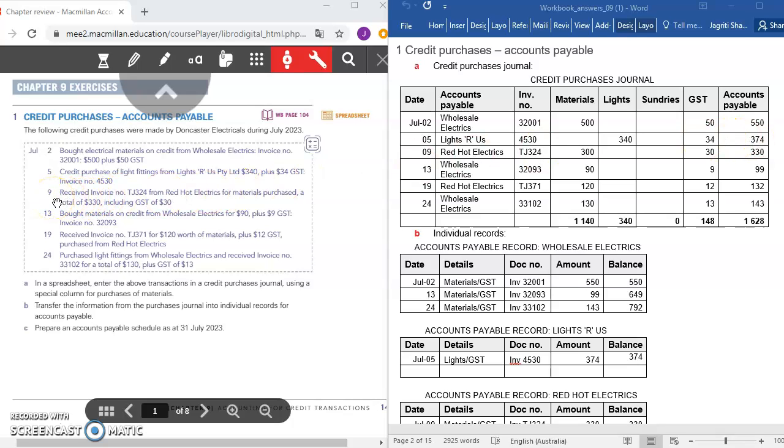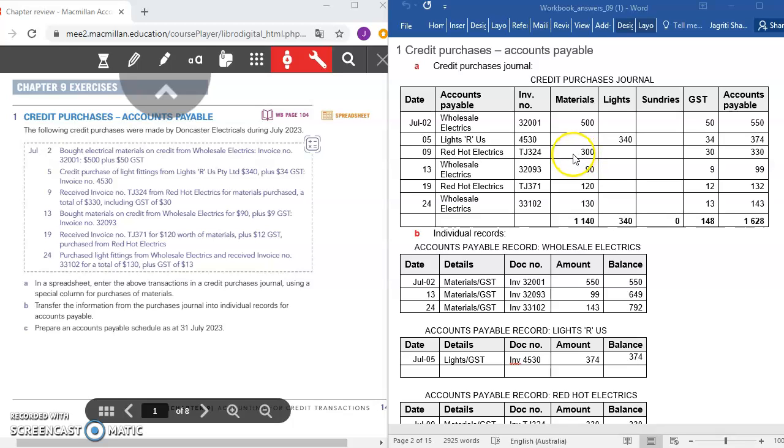Next, July 9th, received invoice number TJ324 from Red Hot Electrics for materials purchased, a total of $330 including GST of $30. So make sure you're reading it correctly. It is including GST of $30. Here it said plus, here it said plus, so we had the GST separate, but here it says $330 is inclusive of GST. Okay, so we need to figure out how much amount is going into this column here because we are purchasing the materials. Okay, now Red Hot Electrics, 9th of July, materials are $300.